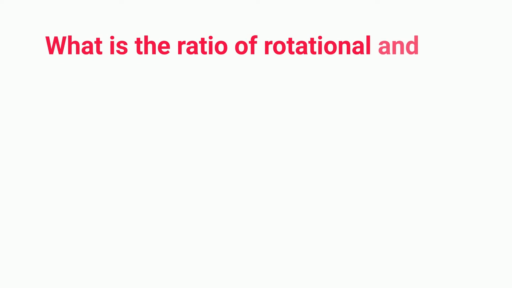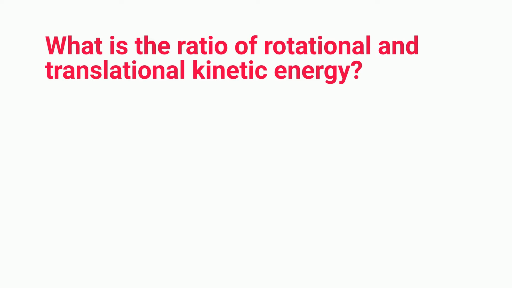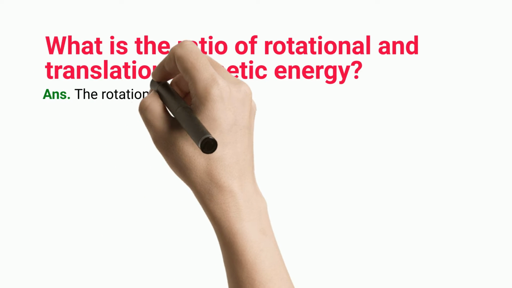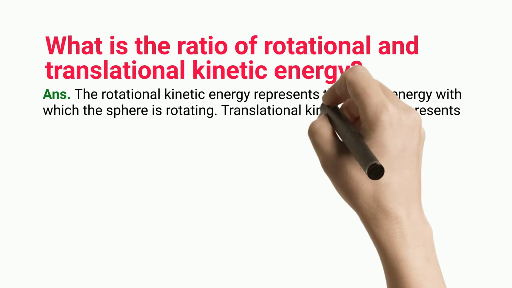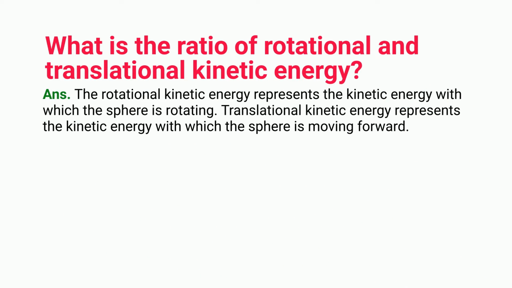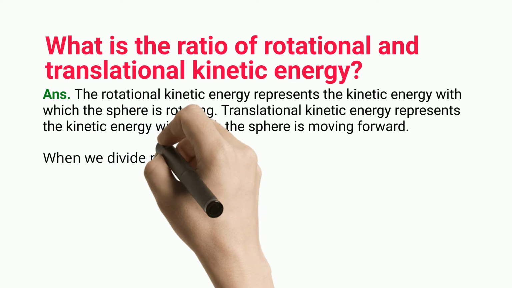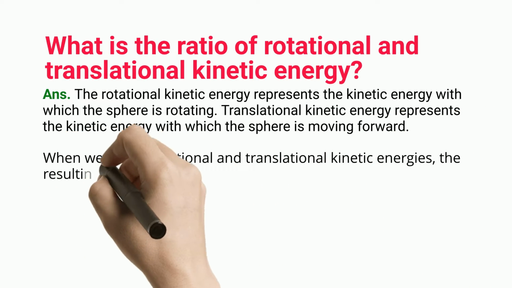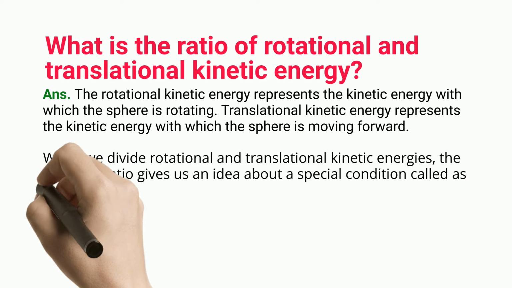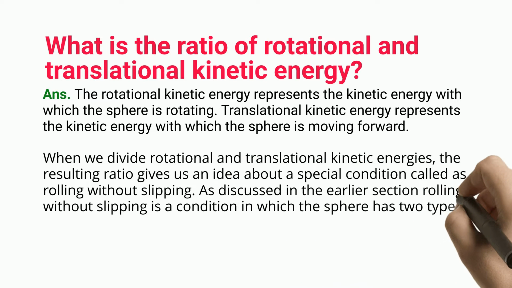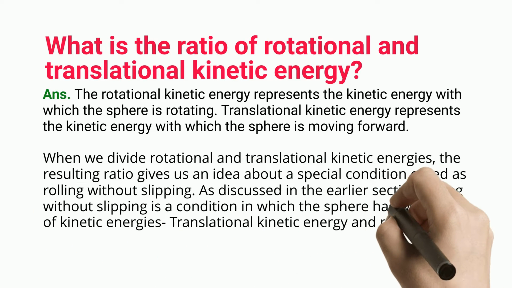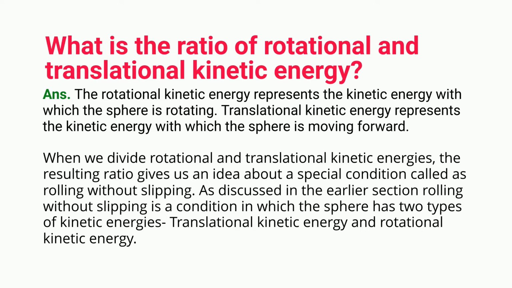What is the ratio of rotational and translational kinetic energy? The rotational kinetic energy represents the kinetic energy with which the sphere is rotating. Translational kinetic energy represents the kinetic energy with which the sphere is moving forward. When we divide rotational and translational kinetic energies, the resulting ratio gives us an idea about a special condition called rolling without slipping. As discussed in the earlier section, rolling without slipping is a condition in which the sphere has two types of kinetic energies: translational kinetic energy and rotational kinetic energy.